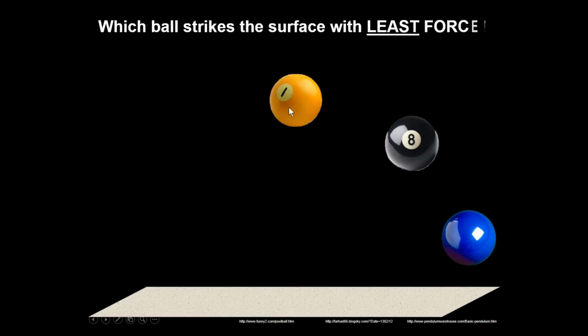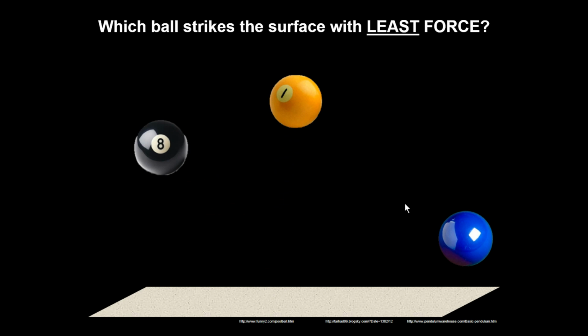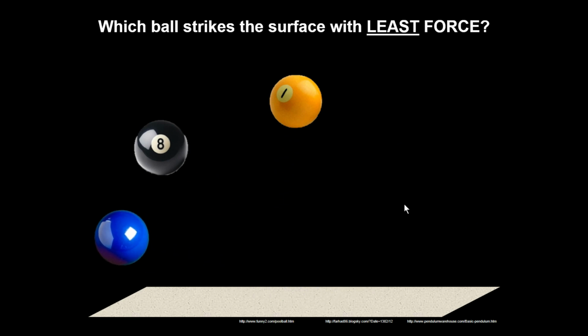Well, we can do it on a macroscopic level and learn about billiard balls hitting the surface. So if I threw each of these billiard balls with the same speed and they all had the same mass, they would strike with the same momentum. And so that one hits there, this one hits there, that one hits there. Which do you think hits the surface with the least amount of force? And it is the blue ball.